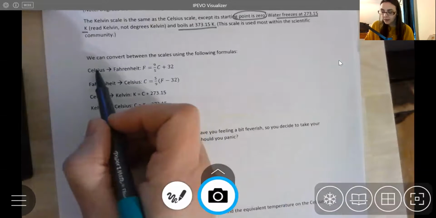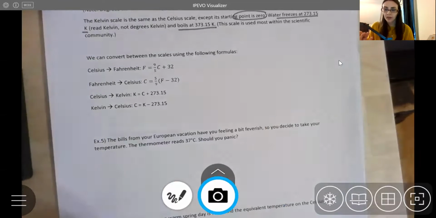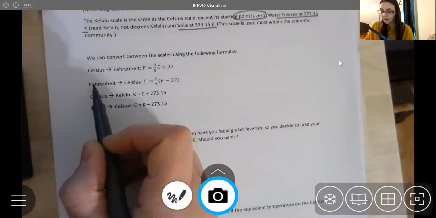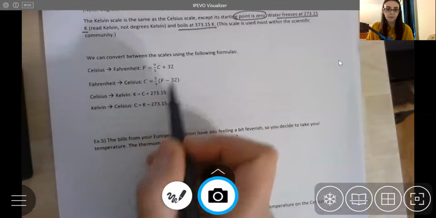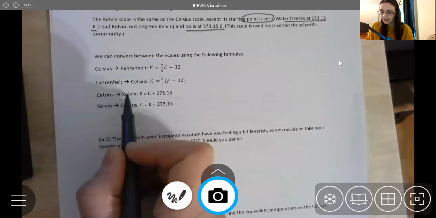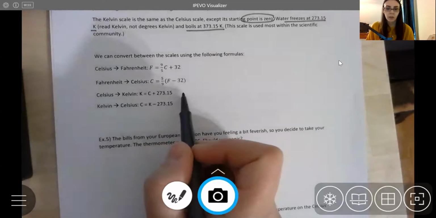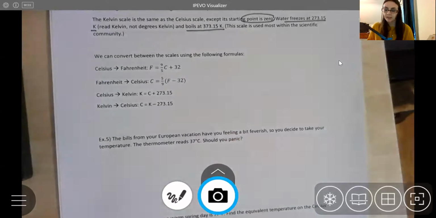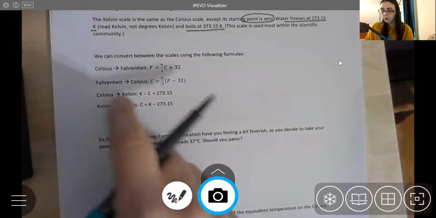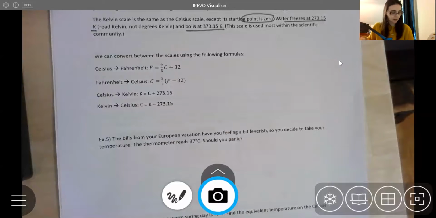We can convert from Celsius to Fahrenheit by using this formula. You just plug in the Celsius value and it will spit out the Fahrenheit. We can go from Fahrenheit to Celsius using this formula. There are no examples here, but converting between Celsius and Kelvin is pretty quick back and forth. In one case, you're adding 273.15. In the other case, you're subtracting. And if you need to go from Kelvin to Fahrenheit, you would just go to Celsius first, and then from Celsius to Fahrenheit. So you would do that intermediary step.